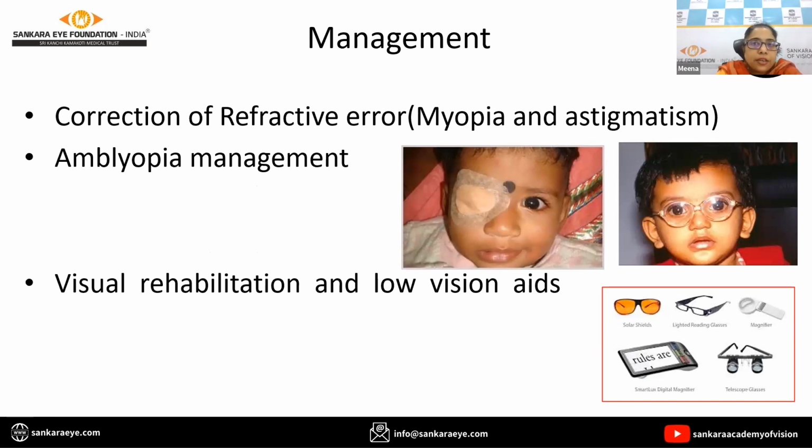It is mandatory to correct the refractive error, as myopia and astigmatism are very much associated with congenital glaucomas. Amblyopia management is extremely important, because after doing all this procedure, if the child doesn't get useful vision, then the whole exercise becomes futile. So it is mandatory to do a good visual rehabilitation. And of course, if the child requires low vision aids, we have to help the children with these kinds of low vision aids as well.